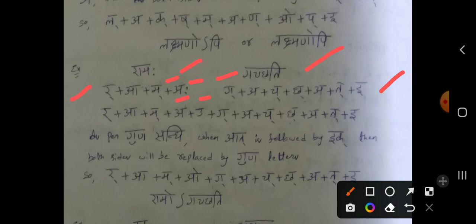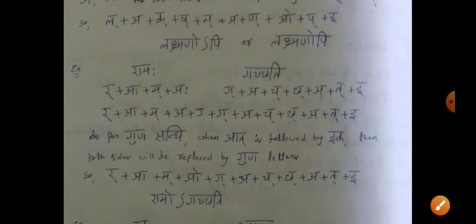Now here Guna Sandhi applies because A is followed by U. So as per Guna Sandhi, when an Ath letter is followed by an Ik letter, both will be replaced by Guna letters. So we have applied that rule here. So A and U became O, and all the other letters remain as they are. And here no other rule applies now. Purvarupa Sandhi won't apply here, as it did not satisfy that condition. So we have stopped with Guna Sandhi only. So finally with this form we can write Ramo Gachati. So this is the second example.